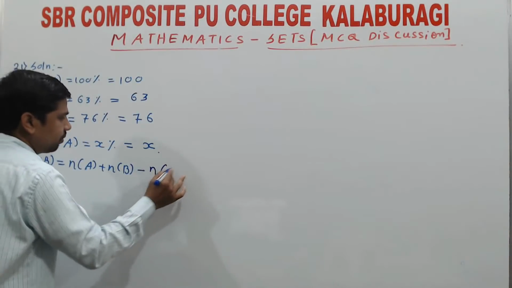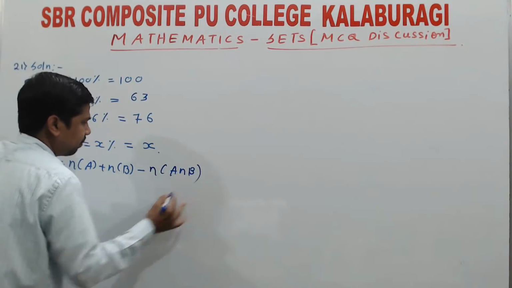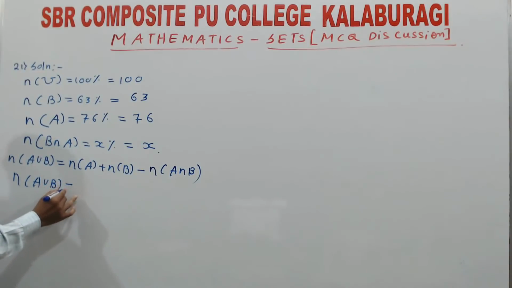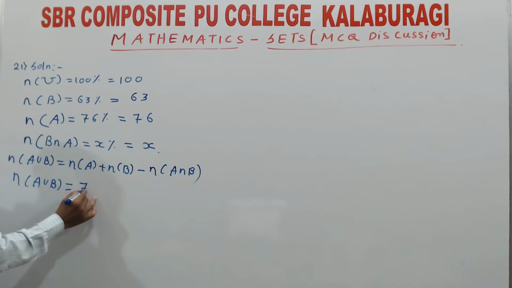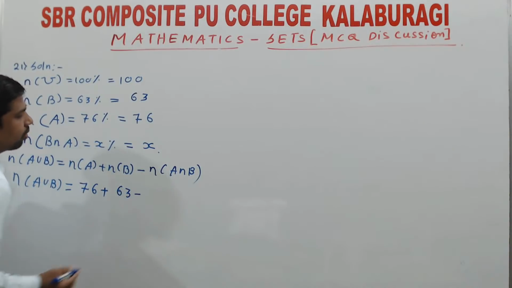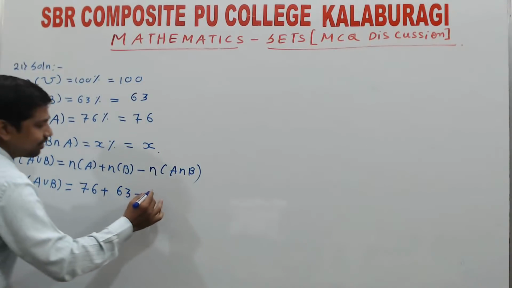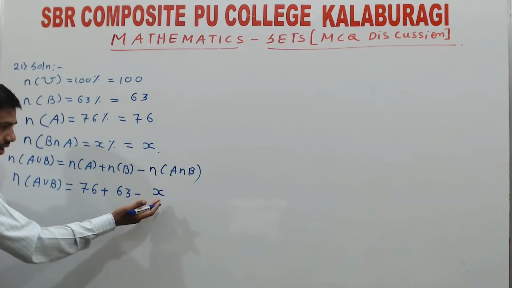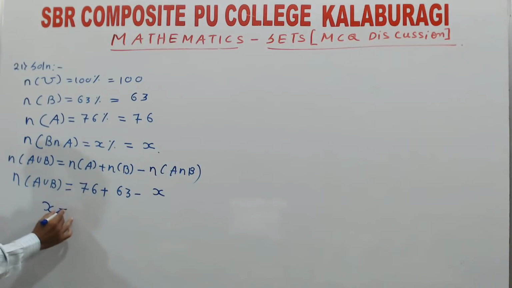Minus n(A ∩ B). So n(A ∪ B) is equal to what? What is n(A)? 76. What is n(B)? 63. What is n(A ∩ B)? X, that we don't know. So minus X, if I take it to the other side, becomes plus X.